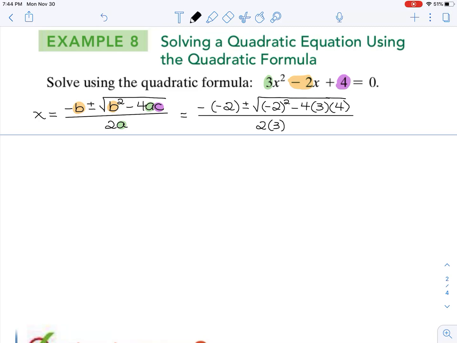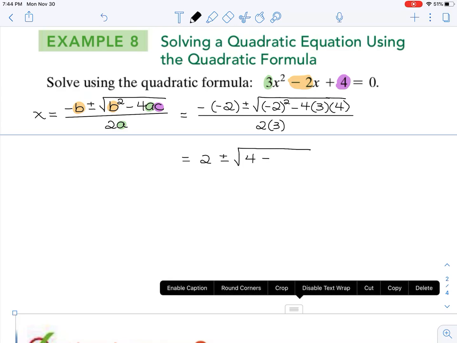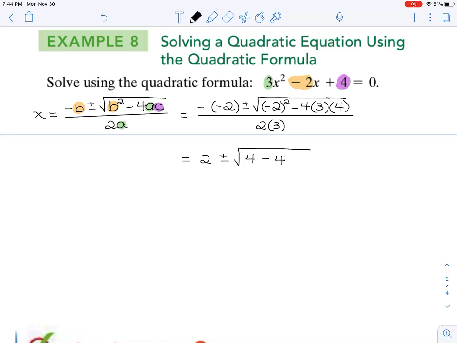Order of operations tells me that I'm going to do all of the multiplication first. Negative of a negative is a positive, plus or minus the square root. Negative 2 squared is 4. 4 times 3 is 12, times 4 is 48, all over 2 times 3, which is 6.